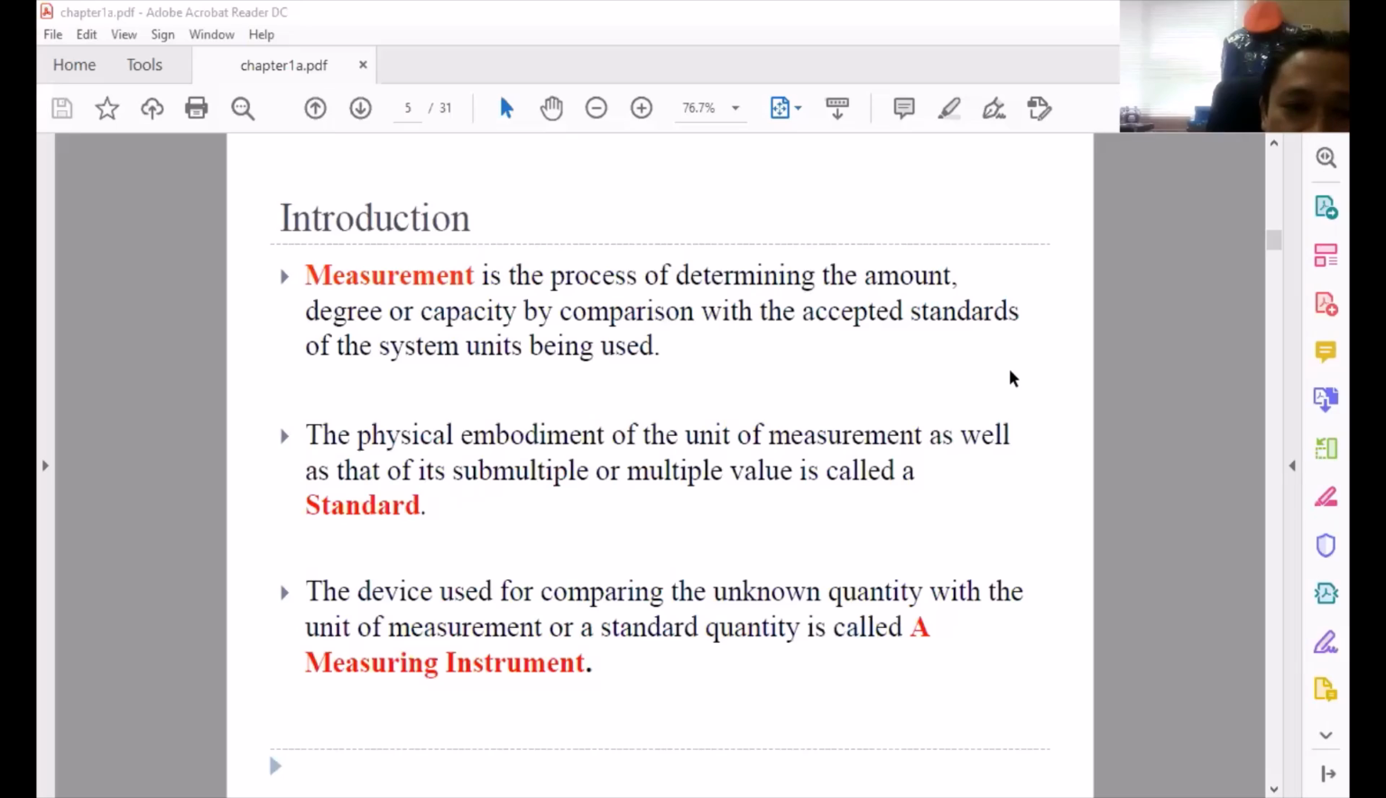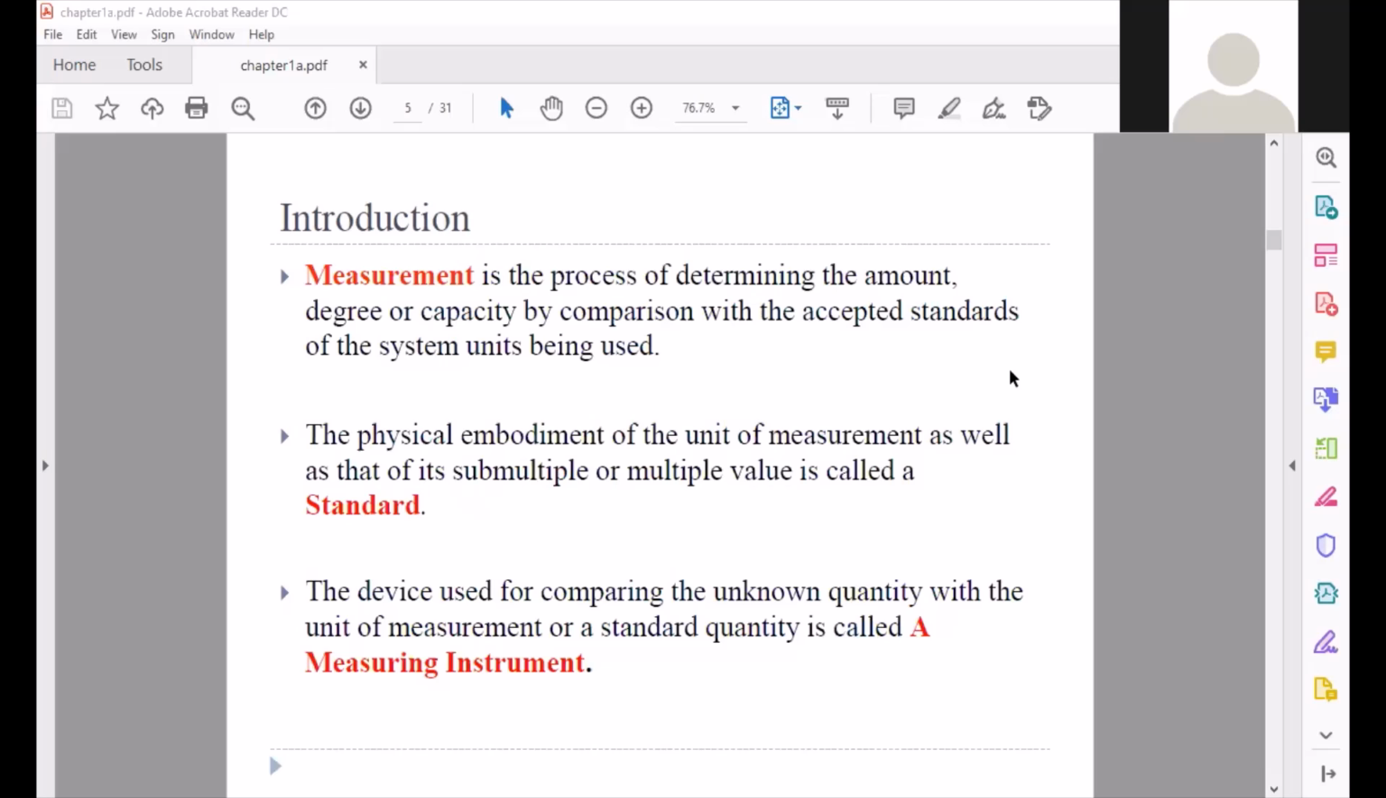Next, measurement. Measurement is the process of determining the amount, the degree or the capacity by comparing with the expected standard of the unit being used. We measure the quantity, that means determining the amount or value you want to measure. For example, with the digital multimeter, we want to measure the voltage or the current. That is what we call measurement. Then the physical embodiment of the unit of measurement, as well as its multiples, is called the standard.